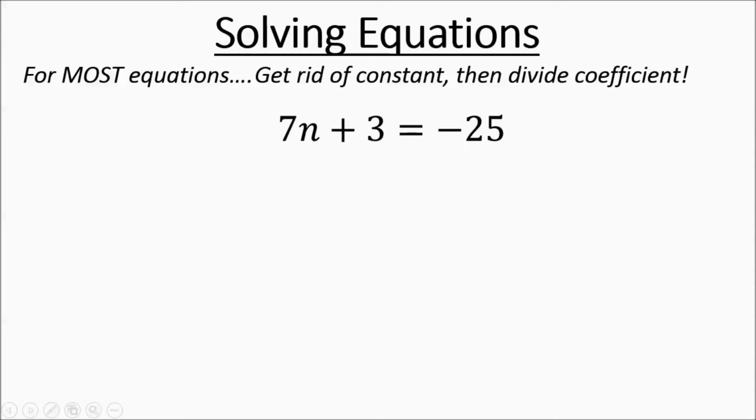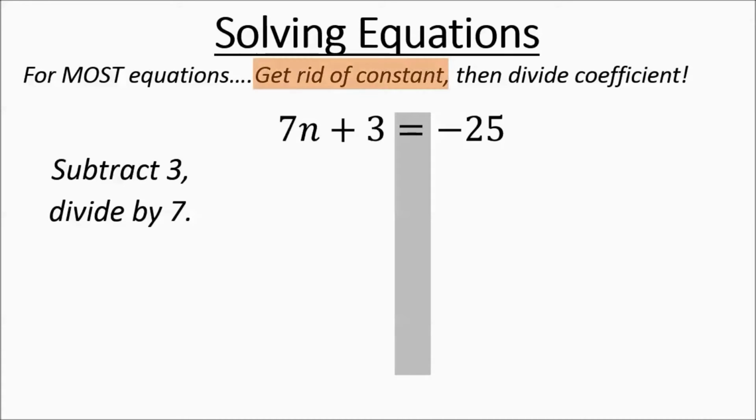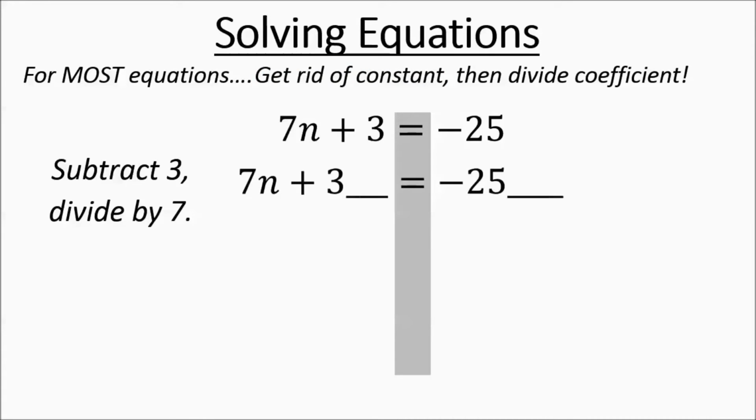So for this one, 7n plus 3 equaling negative 25, your plan of attack would be to focus on the left side, and you would get rid of that 3, then the 7. So you're going to subtract 3 and then divide by 7. We're getting rid of the constant. I'm going to rewrite it with a little bit of space. That's the way I'd recommend you do it for these first ones. You're going to subtract 3 from both sides.